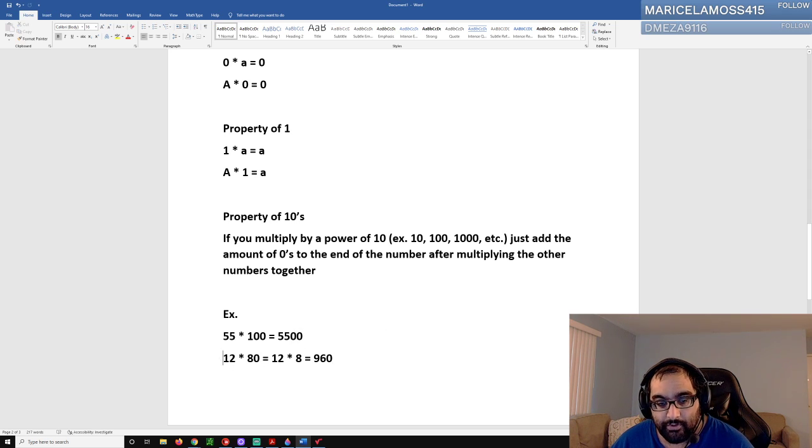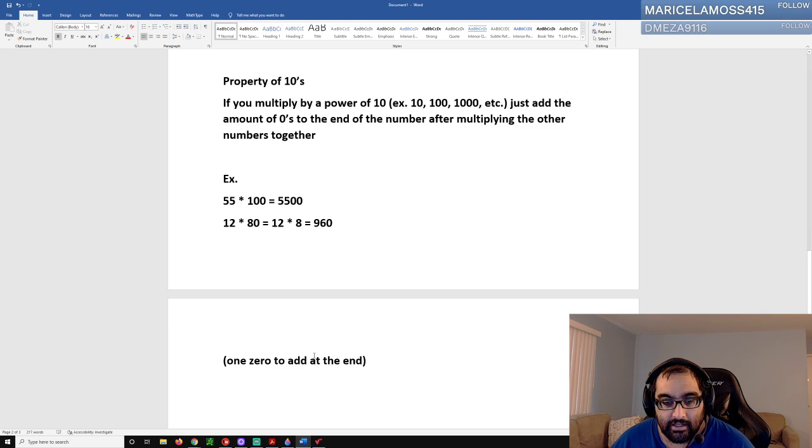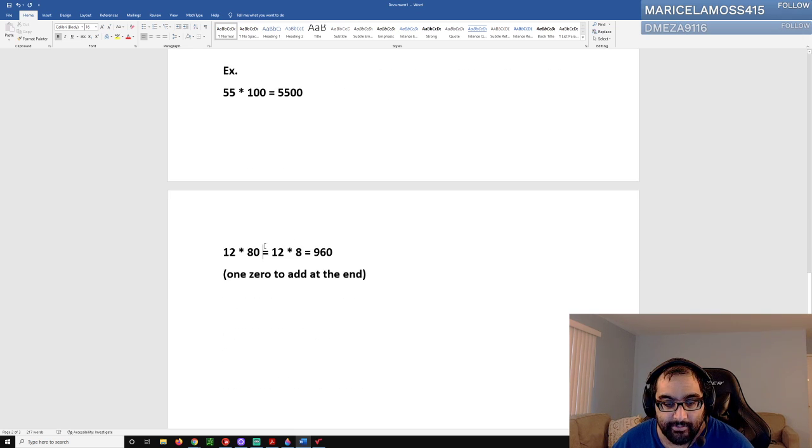If you have 12 times 80, we have 1 zero here, which is the 10, and then we just take the other numbers and multiply them together, the 12 times 8, and then we get 96, and then tack on a 0 at the end. So we add 1 zero to the end. Now, I'll show you another example here because this one was written from the last class. So I want to do another example here so you can see exactly how things work out.